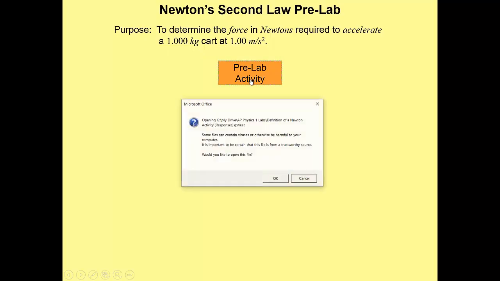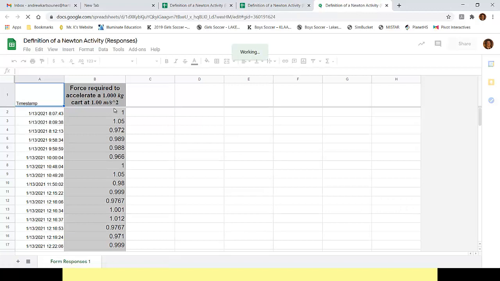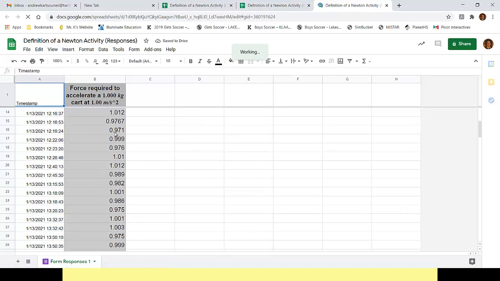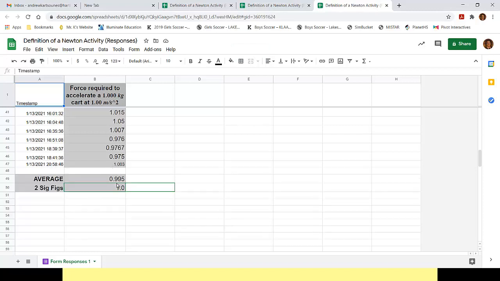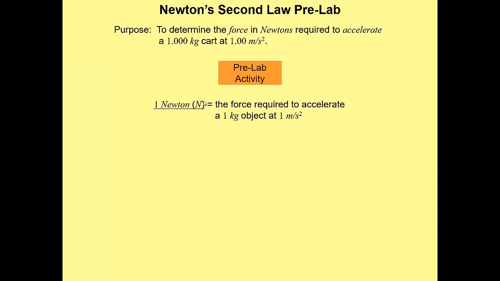And if we look at the results that we got, many groups throughout the day, you can see that their forces were all pretty close to one another. In fact, on average, it was 0.995 or to 2 sig figs, 1.0. So it took basically 1 newton to make that 1 kilogram object accelerate at 1 meter per second squared. That's in fact how we defined a newton. And we said a newton is a kilogram meter per second squared.